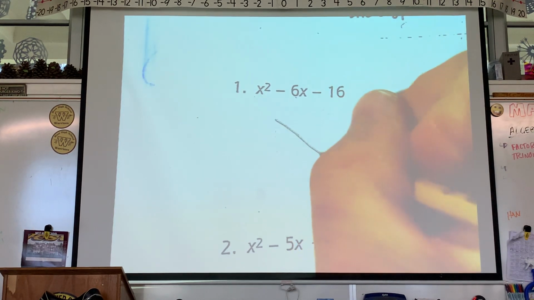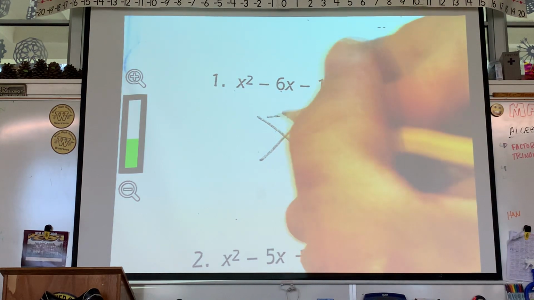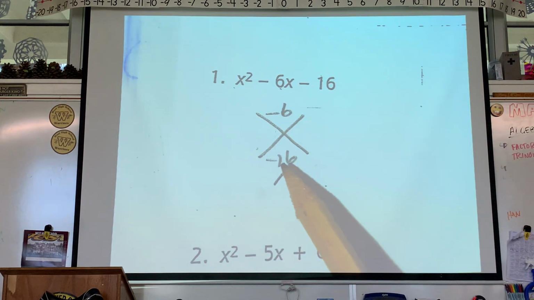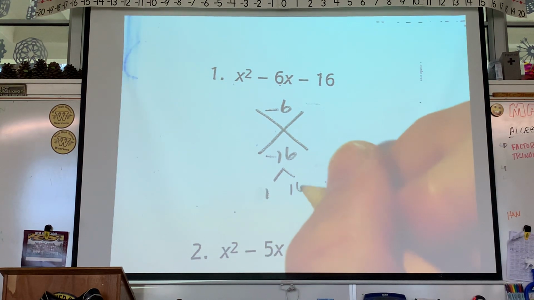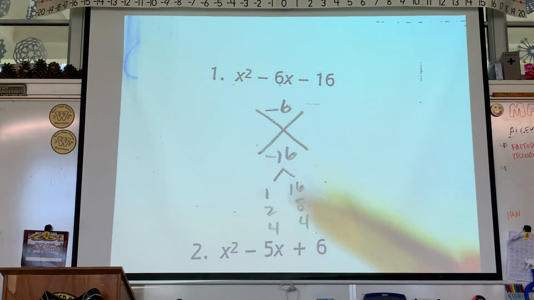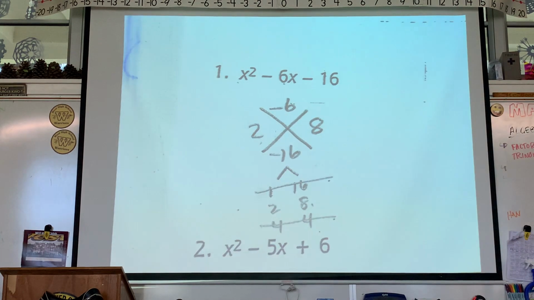Okay, let's make our X. Let's put our -6 at the top and our -16 at the bottom. Let's think of some factors of 16. I know it's 1 and 16, 2 and 8, and 4 and 4. Which one of these will get me to 6? Definitely not 1 and 16, definitely not 4 and 4. It's going to be a 2 and an 8.